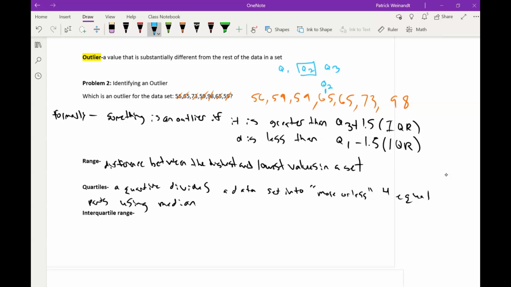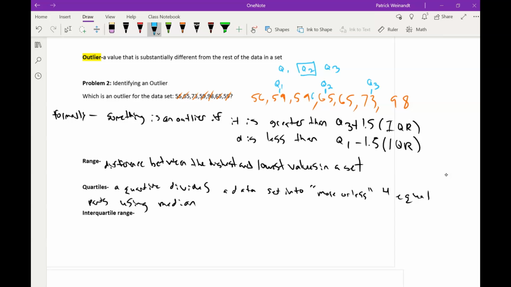Then quartile 1 is just these values, all the ones to the left of quartile 2. Quartile 3 is all the values to the right of quartile 2. Okay, so we find quartile 1. It's the median of these 3 numbers, which is going to be 59. So this is quartile 1, then 1, 2, 3. This is quartile 3.